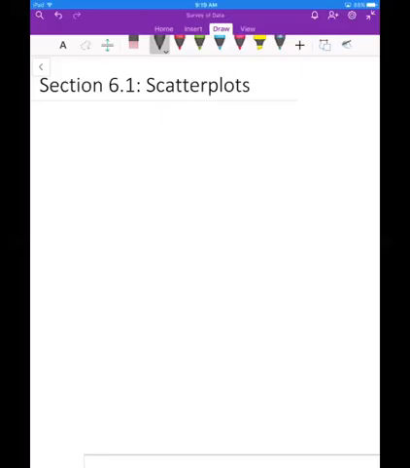Hi class. Okay, today we're covering section 6.1 on scatter plots. Make sure you've read the text before you start this video, so read this section in your textbook. But we are going to cover scatter plots today.